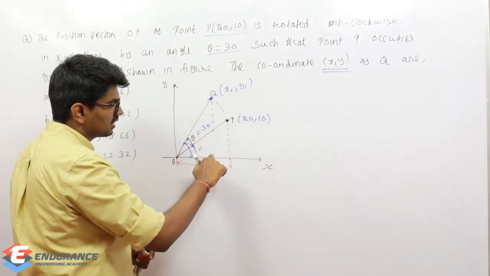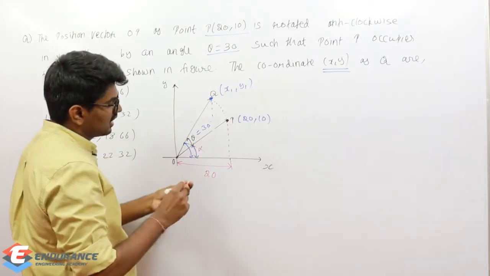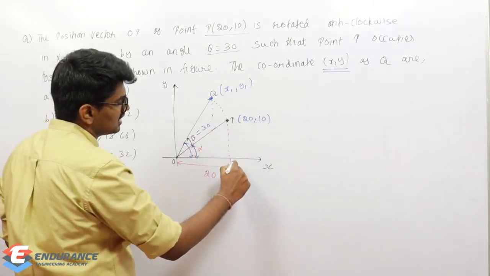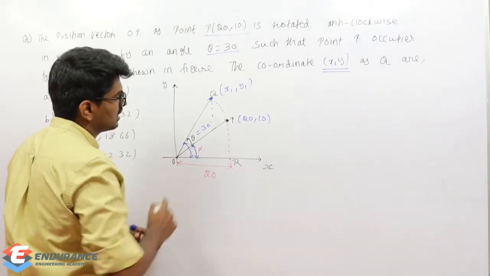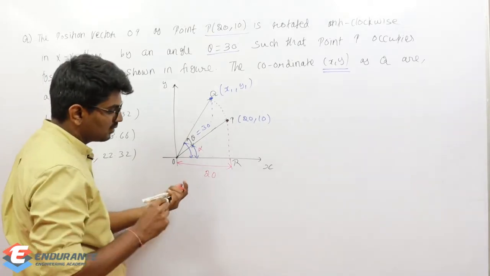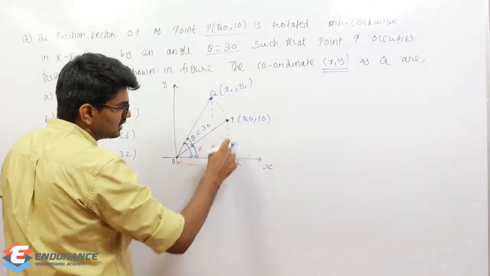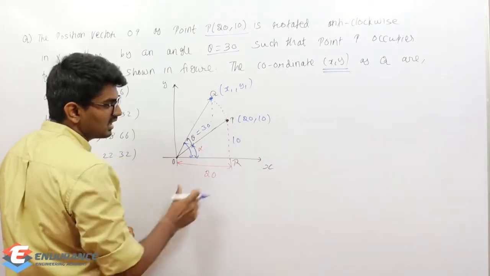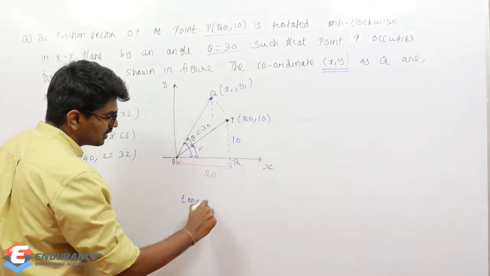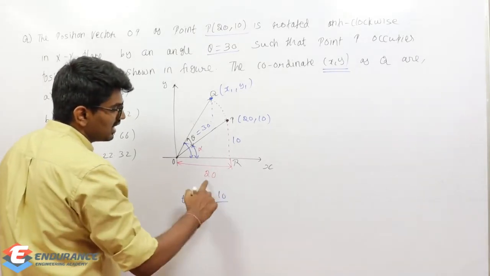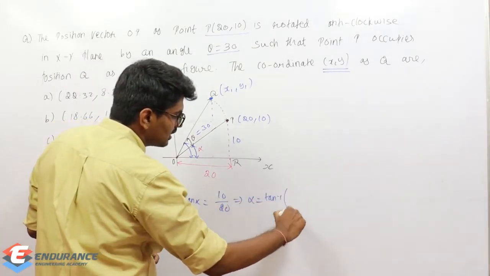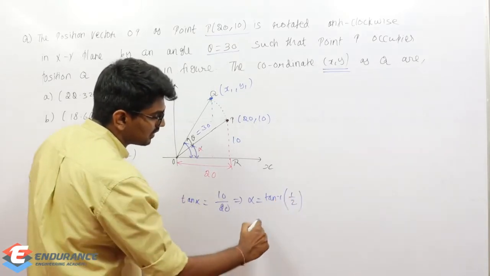Let me erase this for now. Now you could clearly see the triangle OPR. In this triangle OPR, this is angle alpha. This distance is 20. And what about this distance? It's going to be 10, because the point is 20 comma 10, so x-axis 20, y-axis 10. So tan alpha is going to be opposite, which is 10, by adjacent, which is 20. Which implies alpha is equal to tan inverse of 10 by 20, which is tan inverse of 1 by 2.